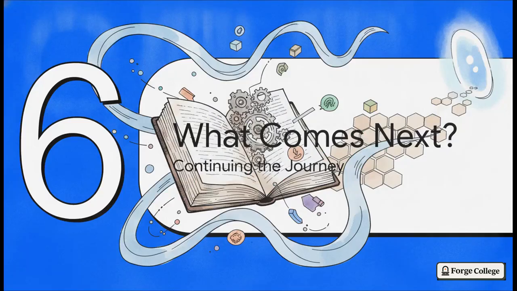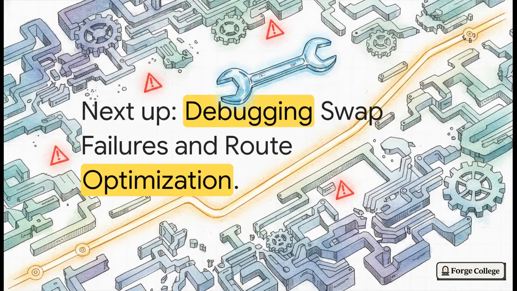And finally, Section 6. What comes next? You've successfully built, signed, and executed your swap. Awesome job. Next up in this module, we're going to be tackling debugging swap failures and route optimization. We'll build directly on the node artifact you just created today to handle some really complex fallback strategies for when mainnet inevitably decides to not go according to plan.